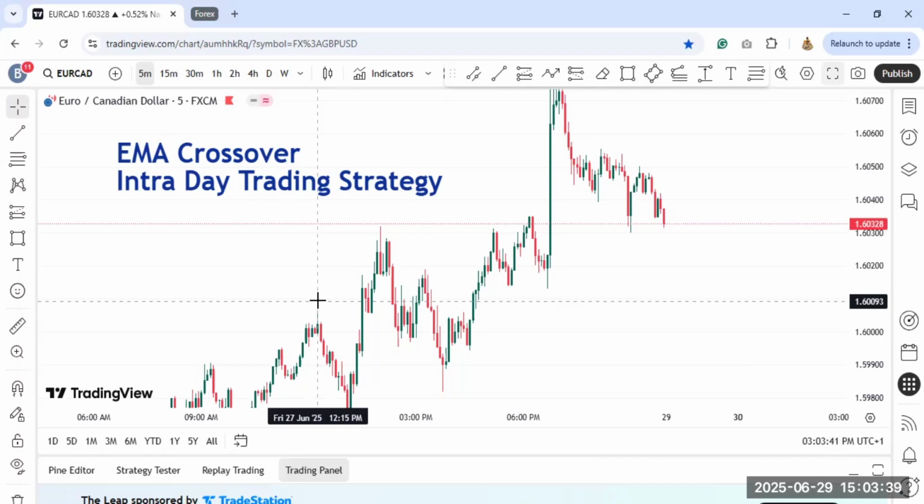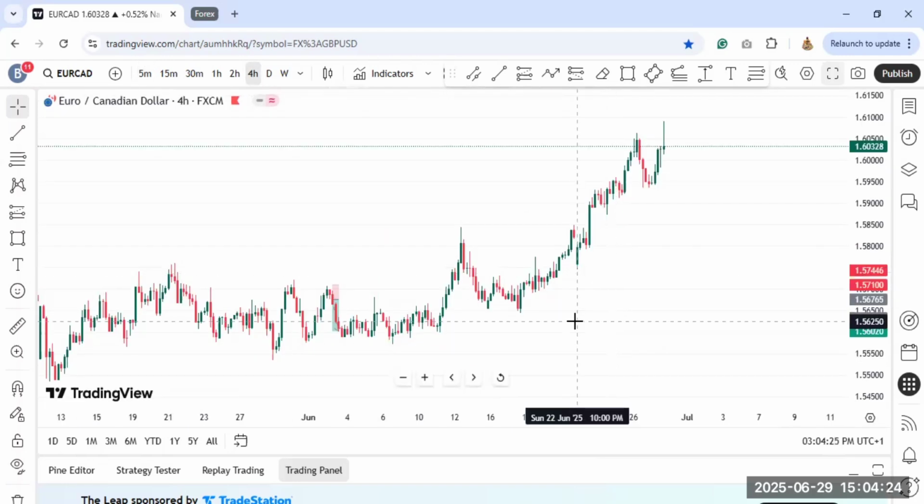So EMA crossover is very good for trending markets. In fact, in general, moving averages, if you are using any indicator such as the moving average, it needs a trending market. So I will show you how to go about that. So go to your 4 hours time frame. This is the 4 hours. Click on it. So I am in the 4-hour time frame right now.